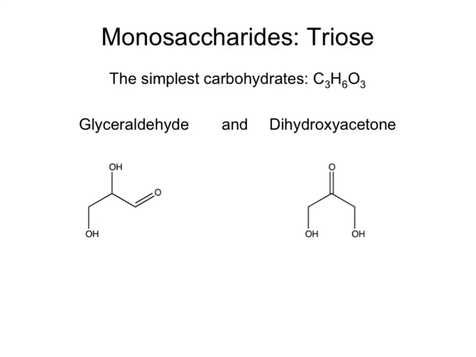What does that tri- stand for? That means there's 3 carbons. So what if we moved up to 4 carbons? Tetrose, 5 carbons, pentose, 6 carbons, hexose, heptose, octose. Okay. So that gets you the class of your saccharide, or your class of your carbohydrate.